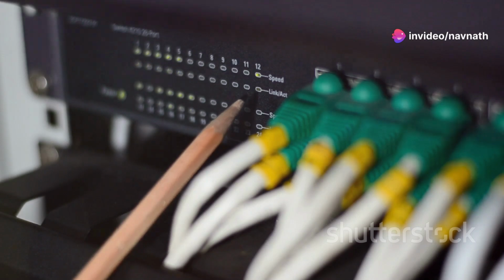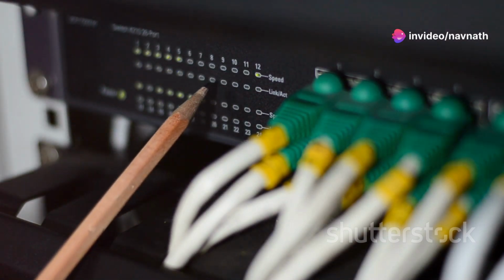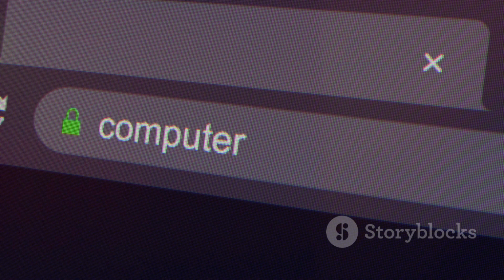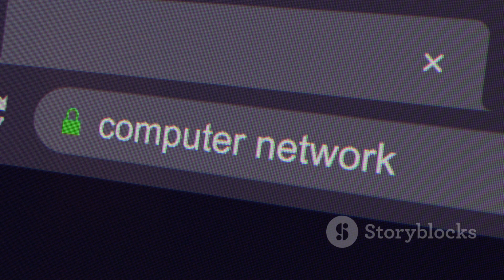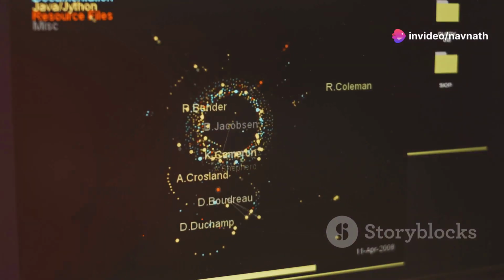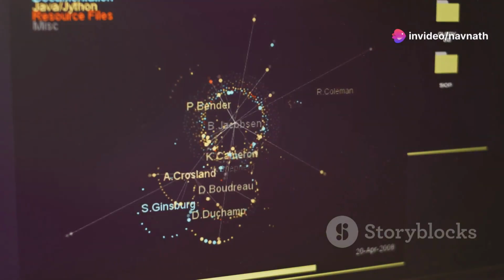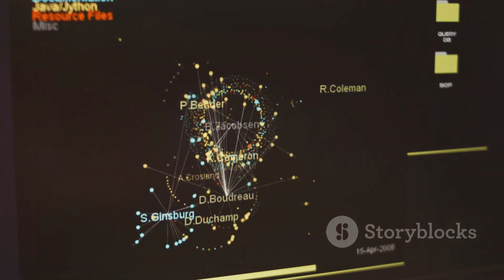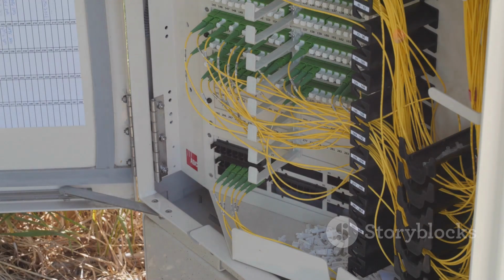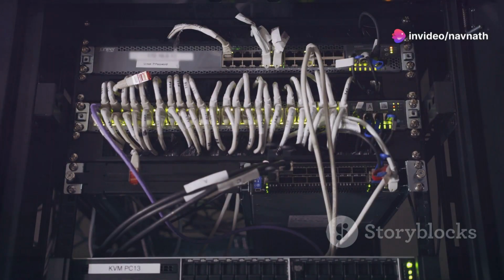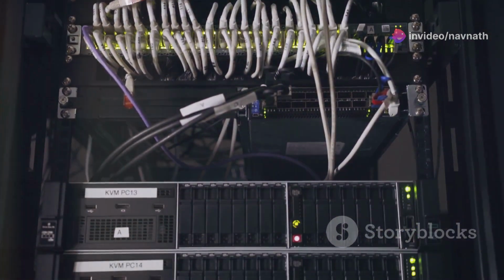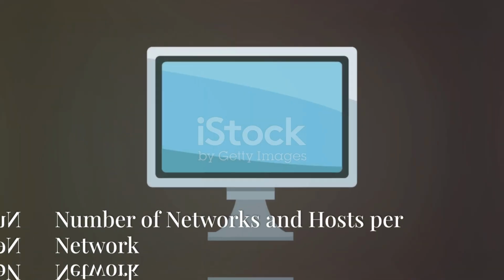Private addresses range. 10.0.0.0 to 10.255.255.255, which is one Class A network. 172.16.0.0 to 172.31.255.255, which is 16 Class B networks. 192.168.0.0 to 192.168.255.255, which is 256 Class C networks.